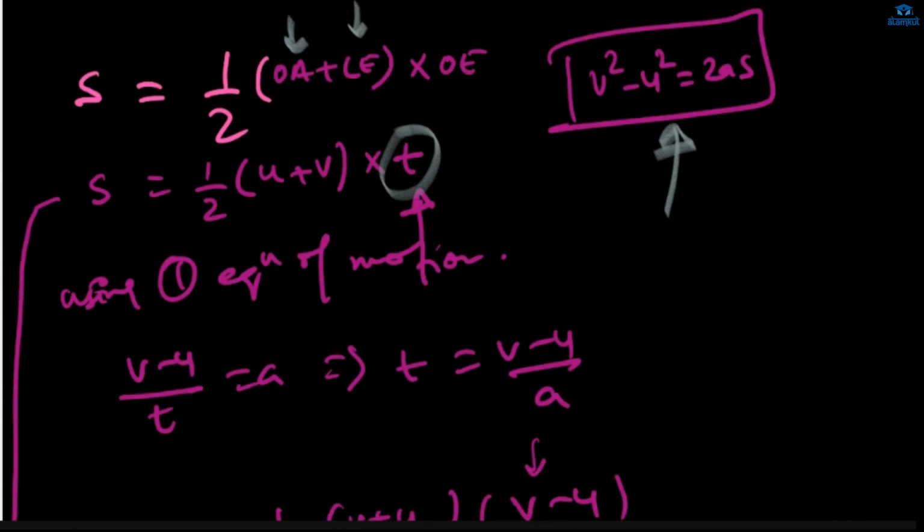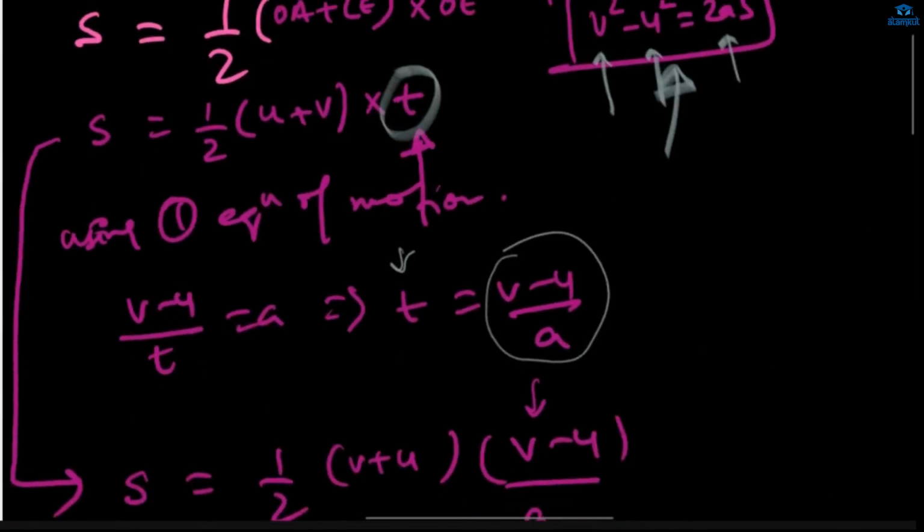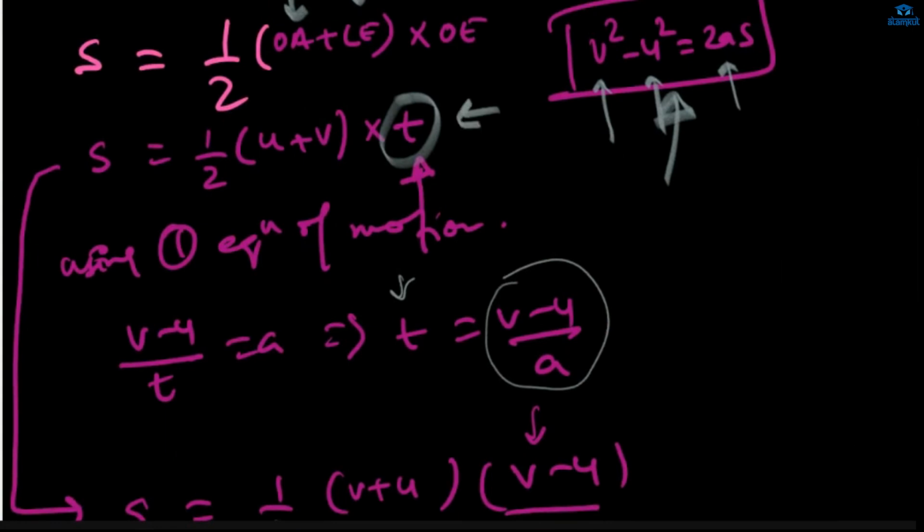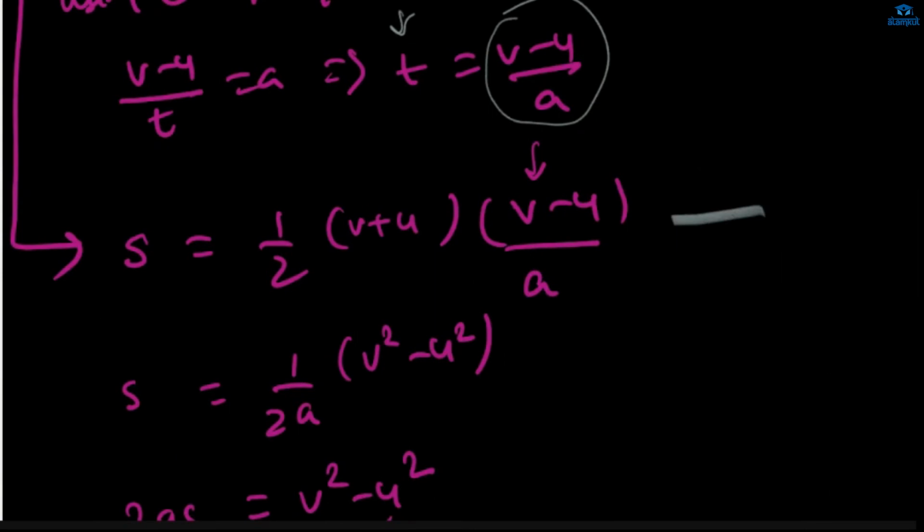The only way to eliminate this is to use the first equation of motion, which is V minus U is equal to AT. So from this, we can write T is equal to V minus U upon A. Because we need V, U and A, but we don't need T, so we'll write V minus U upon A in place of T. This is what I've written here.